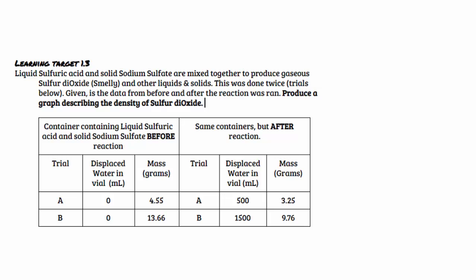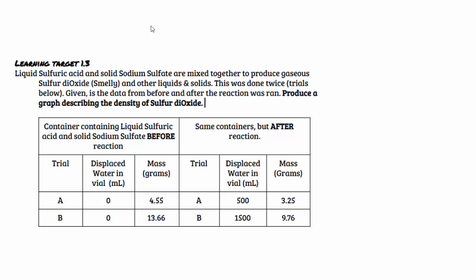So one of the biggest things that you're going to want to do is to read the question carefully. So if we look here, let's read it. Liquid sulfuric acid and solid sodium sulfate are mixed together. So we're just looking at these so far. We just know this is a chemical, this is a chemical. But this says it's a liquid and this says it's a solid. So we mix those two things together to produce gaseous sulfur dioxide, which is smelly, and other liquids and solids.